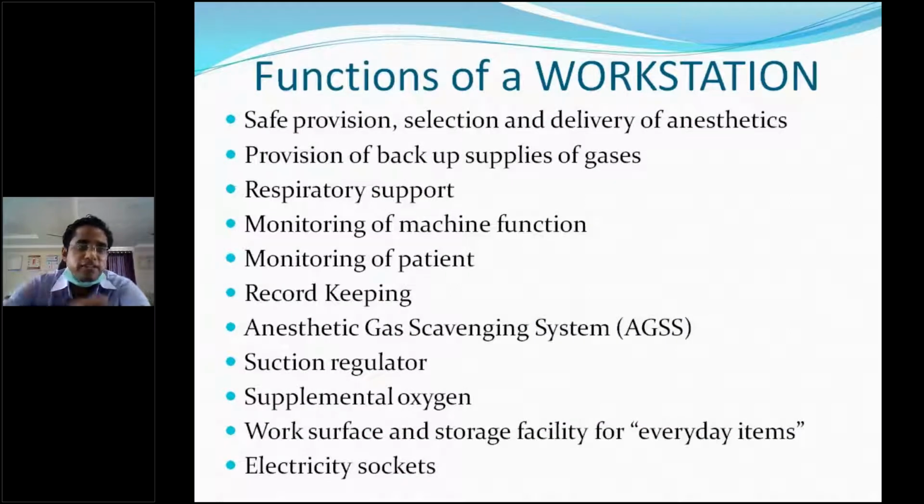So what are the functions of a workstation? They use it for safe provision and delivery of anesthetics, backup supply of gases, respiratory support, and monitoring of the machine function. It also monitors the patient. It is useful in maintaining record keeping.